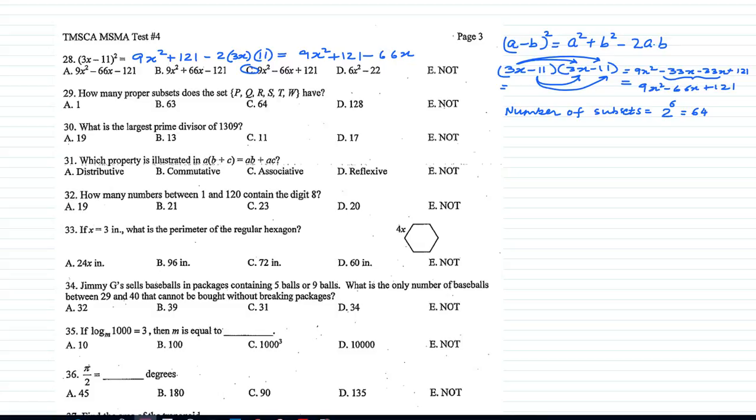However, the question over here is the number of proper subsets. So the number of proper subsets will be equal to 64 minus 1, which is equal to 63. So the number of proper sets is 1 less than the number of subsets. So essentially, we do not include the original set as a subset. So that's why we subtract 1 when we are counting proper subsets. So the answer is B, 63.